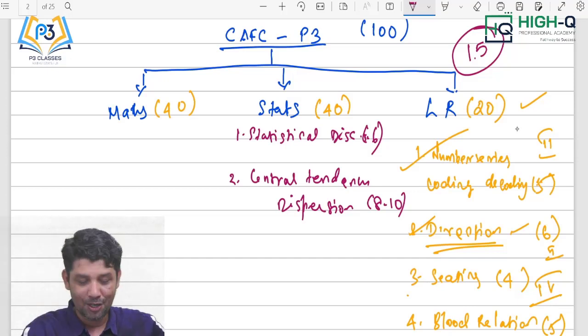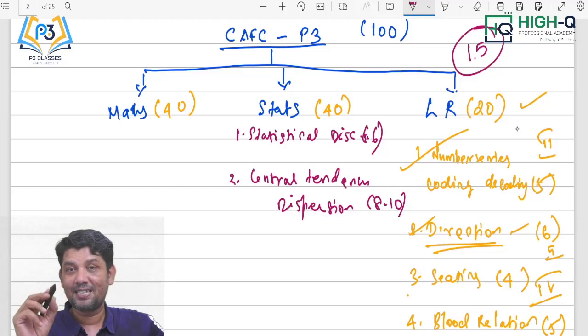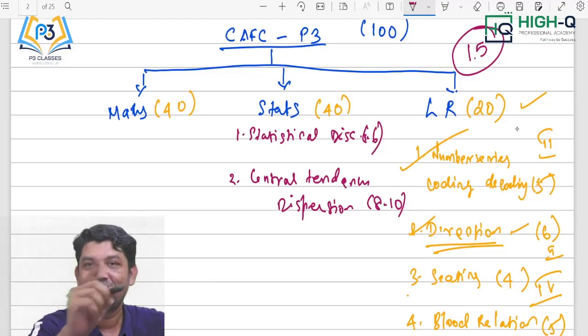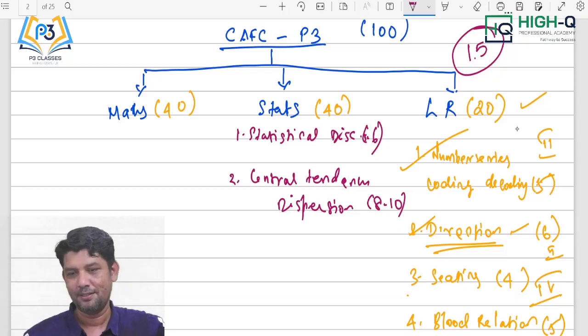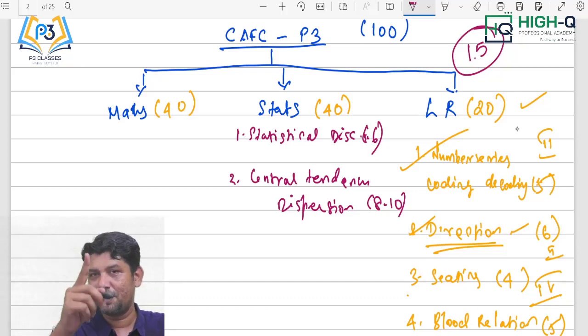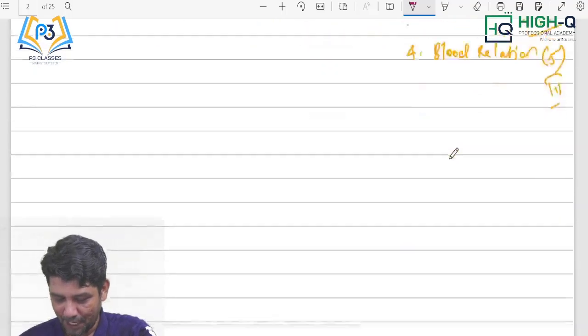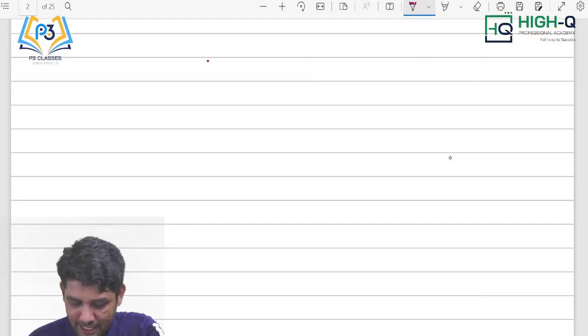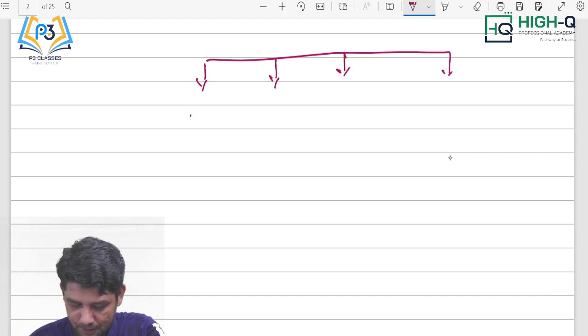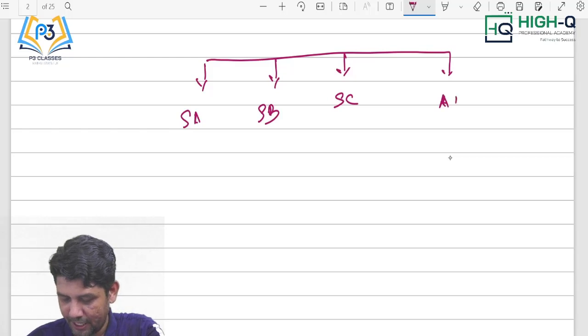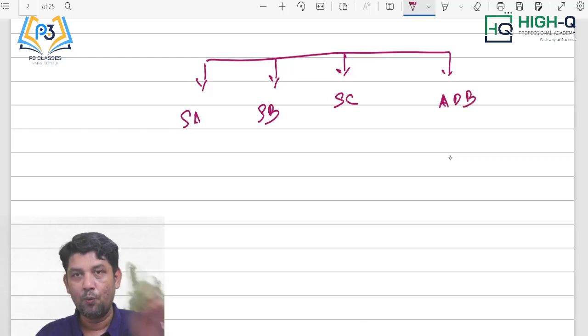That is wrong. For statistics, I suggest pure statistics, I suggest your ICAI material, the best material. Okay, the best material is ICAI material. I'll just give a small example. The ICAI material is classified into 4 groups: set A, set B, set C, and additional question bank. What mistake are you committing?